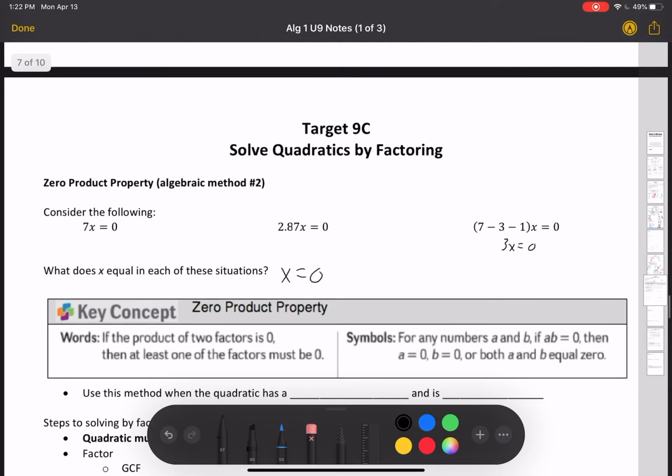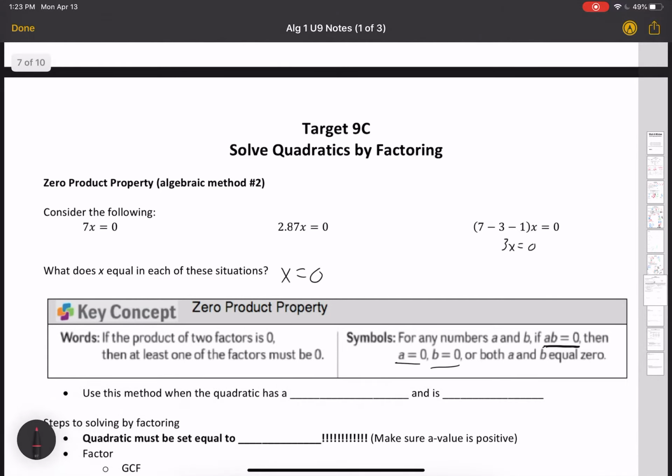Well, x would have to equal 0 because we know anything times 0 is going to equal 0. So the zero product property basically says if you have two or more numbers that multiply together to equal 0, one of those numbers or both of them have to be 0. So if AB equals 0, then either A equals 0, B equals 0, or they both equal 0. Okay? So how does that really tie into factoring? You'll find out in a second. It'll be a little easier once we have an example.